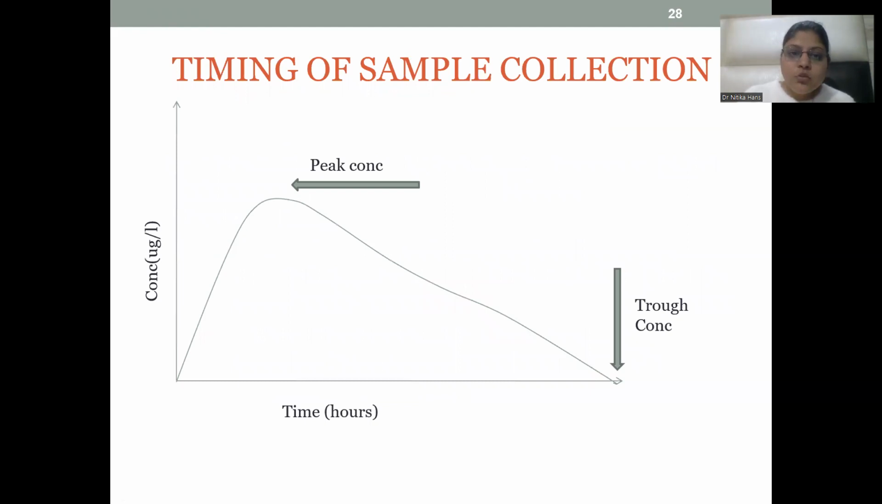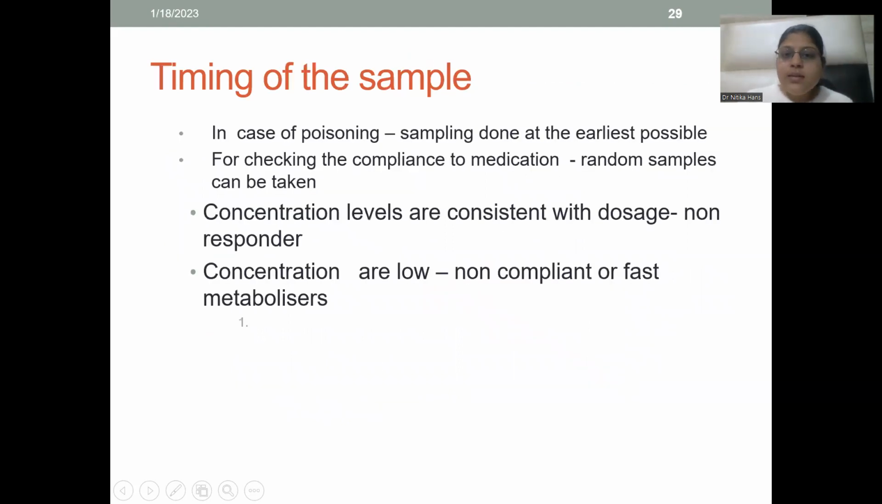Now, this is the diagram showing peak concentration and trough concentration. This is peak concentration, this is trough concentration. In poisoning, sampling can be done as early as possible. For checking compliance, we have to take random samples. If concentration levels remain consistent with dosage, it indicates a non-responder. Means if the levels remain the same by increasing the dose, the metabolism of the person is slow or the person is a non-responder. And if the concentrations are low, either the person is non-compliant or a fast metabolizer.